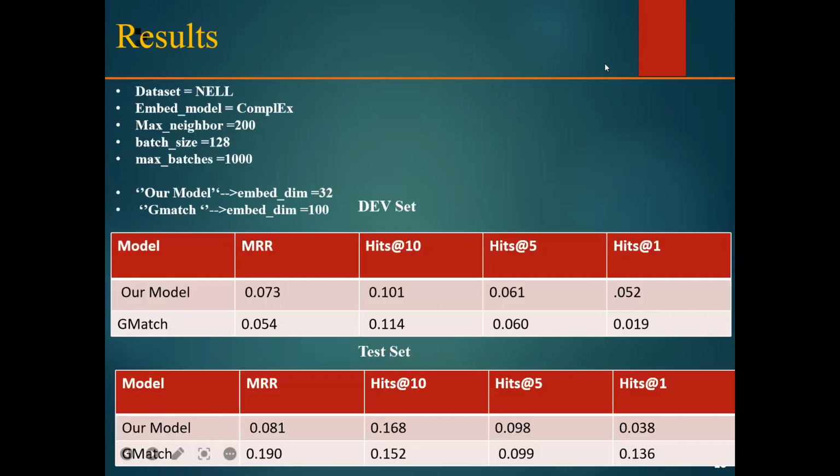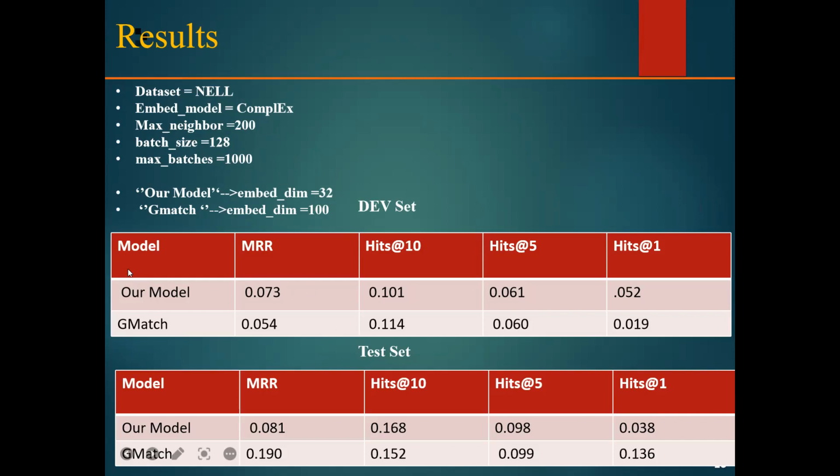So for the experiments we do in this implementation, we use the autoencoder. This is our main goal. We reduce the embedding dimensionality to 32. We use the Nell dataset, and for the embedding model, we use ComplEx. I didn't change the max neighbor, the batch size, or the number of the batches we will go through.